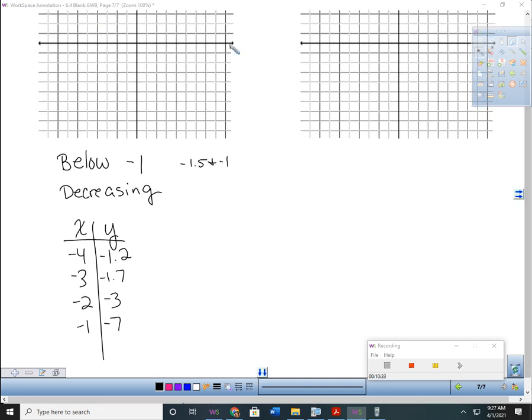So now I've filled in my table, and I'm going to go ahead and start plotting my points. So I have negative 4, negative 1.2. Negative 3, negative 1.7, negative 2, negative 3, and negative 1, negative 7. So see how I got really close to that negative 1? So I'm going to start right there and draw my graph in.